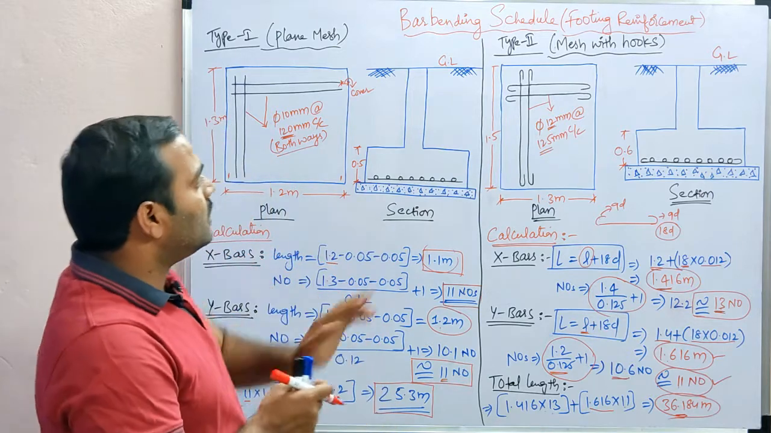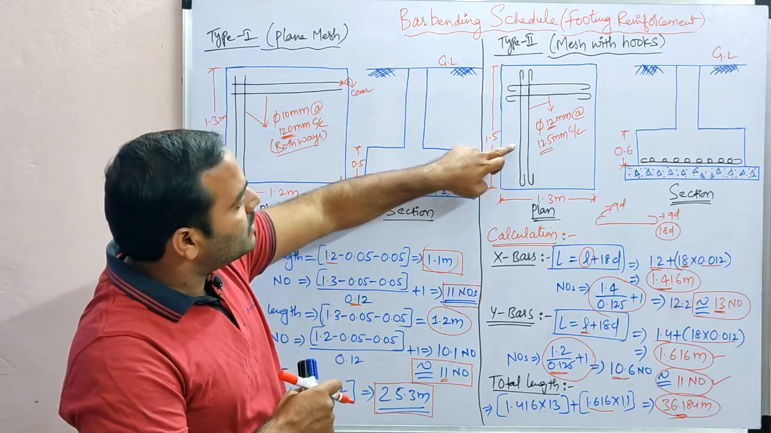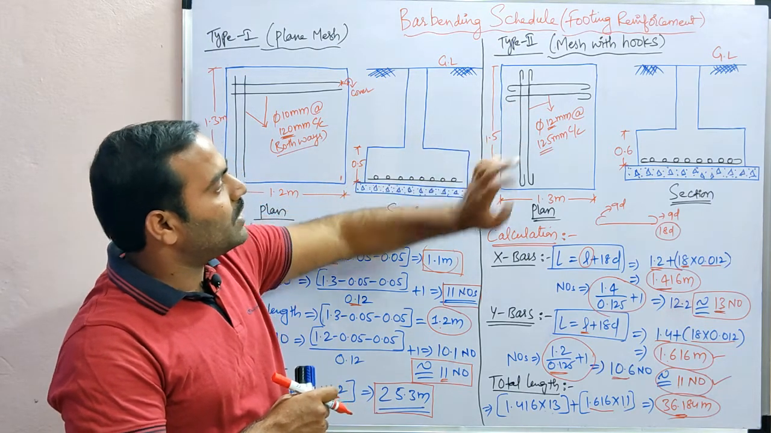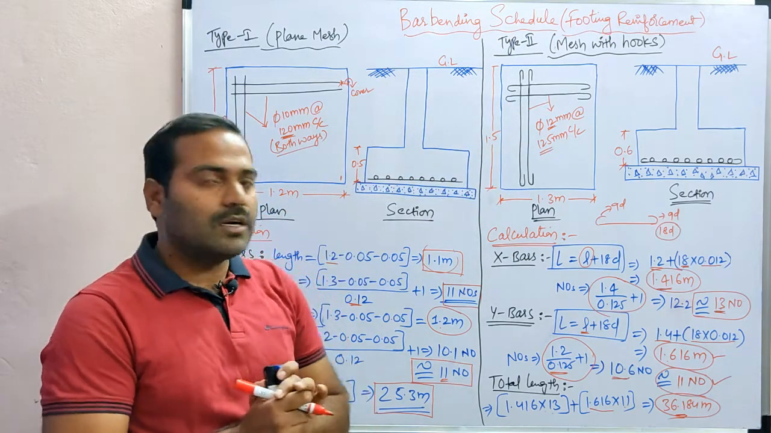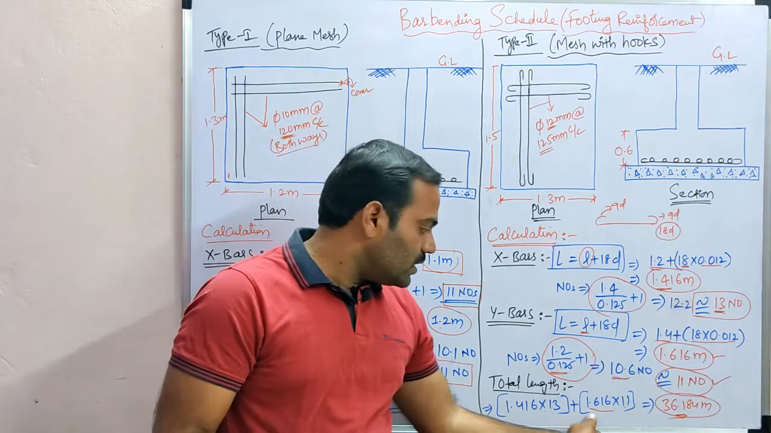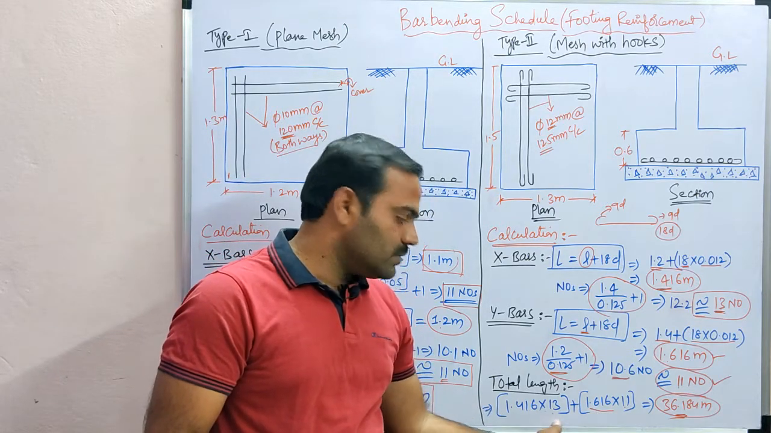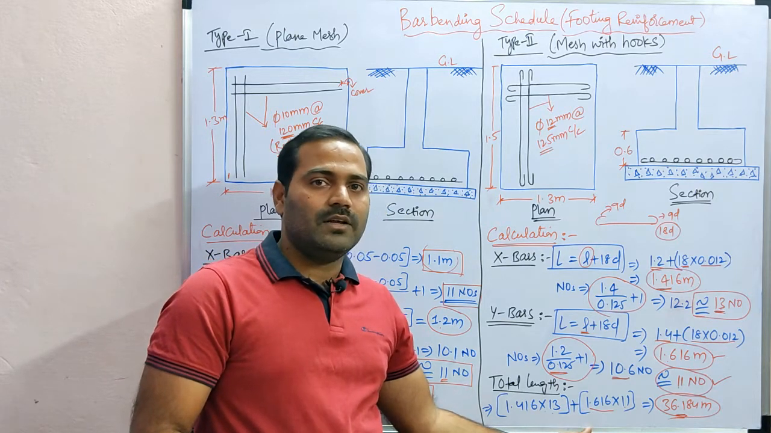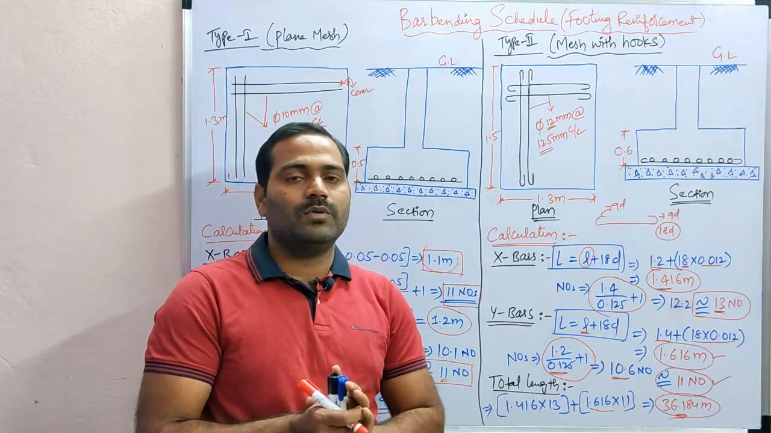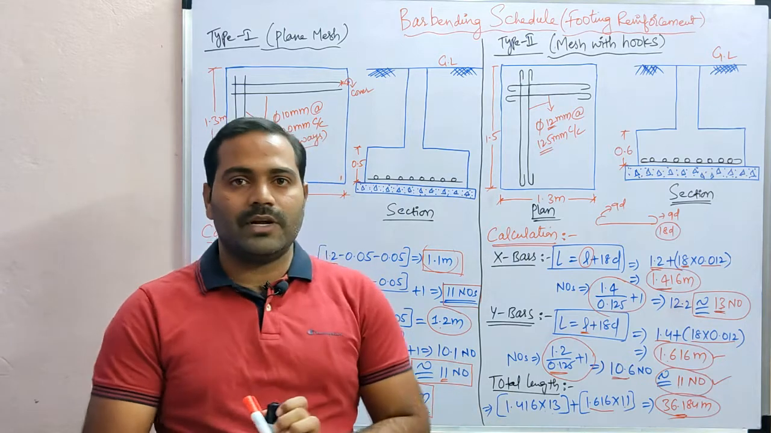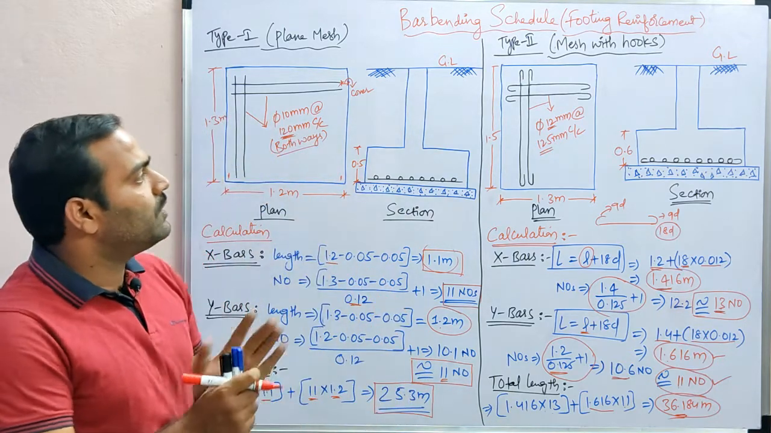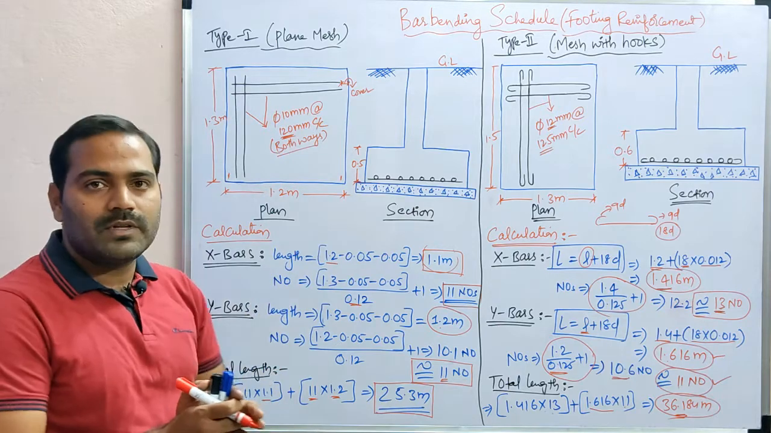In case the diameter is changing, that means the x direction bar diameter is changing and the y direction bar diameter is changing. In such cases we should not add these two, this one and this one, because the x bars dia is different and the y bars dia is different. For that reason we have to take the length separately. So I hope you understood. These are the two different types, and next type also we will see.